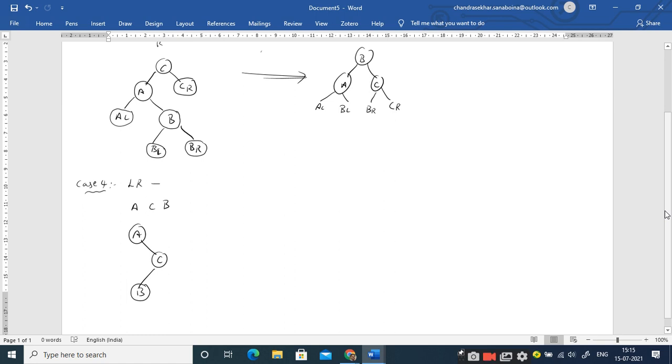What is the solution? Double rotation, right? So first I make a right side rotation like this, therefore I will get A, B and then C. So this is 0 and this is -1 and this is -2. Here is the imbalance. So I perform a left rotation at A. So it becomes B, and A becomes the left child of B and C becomes the right child of B. This is what we have, right?